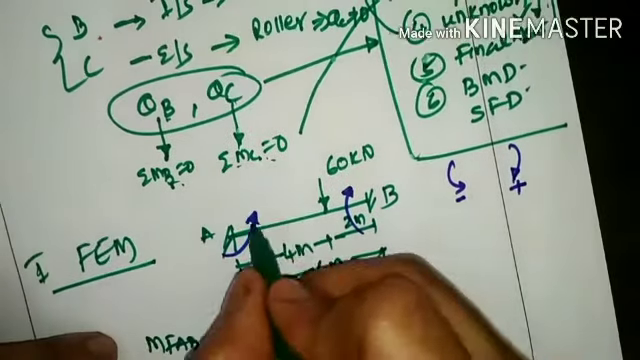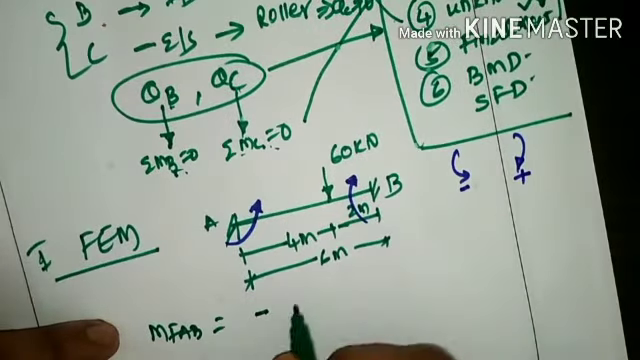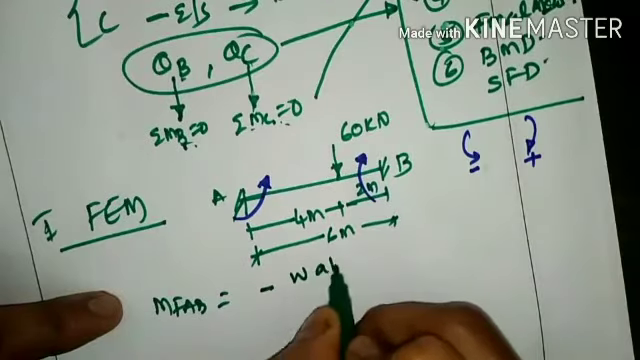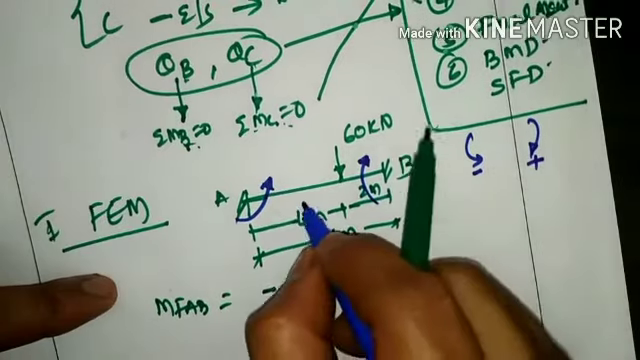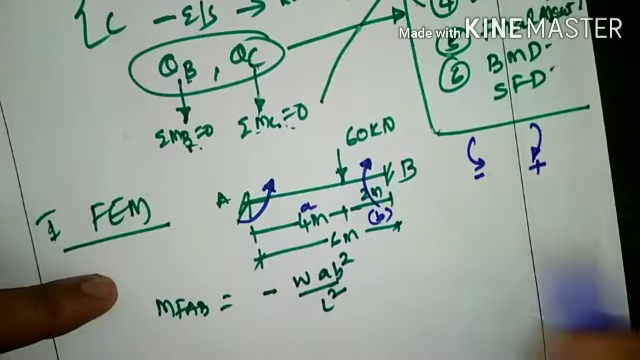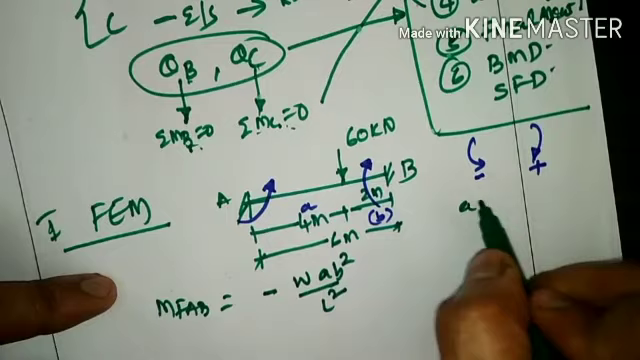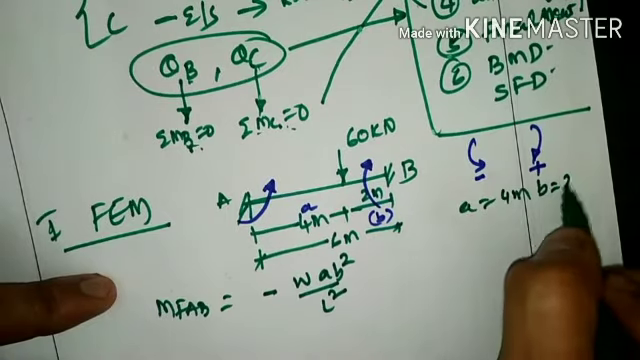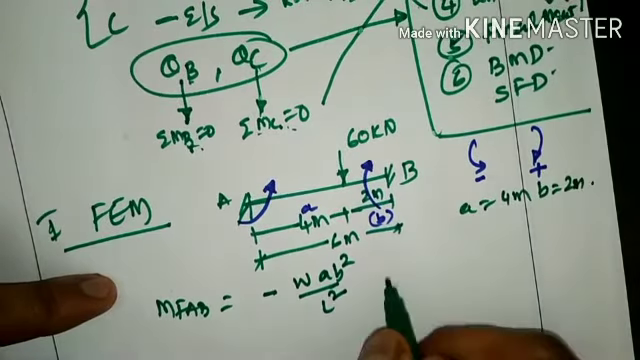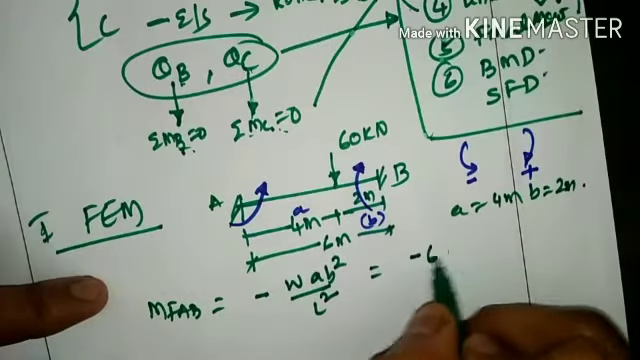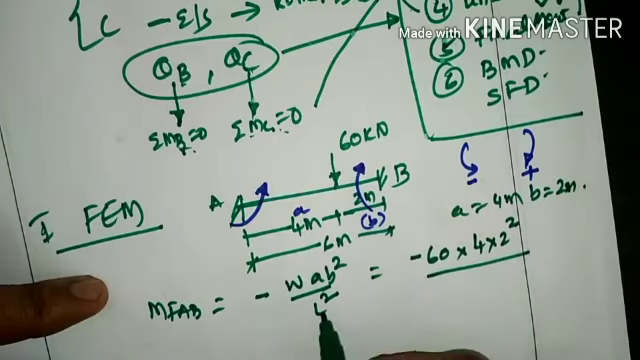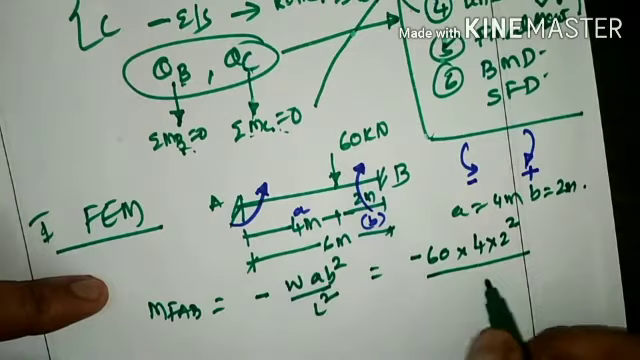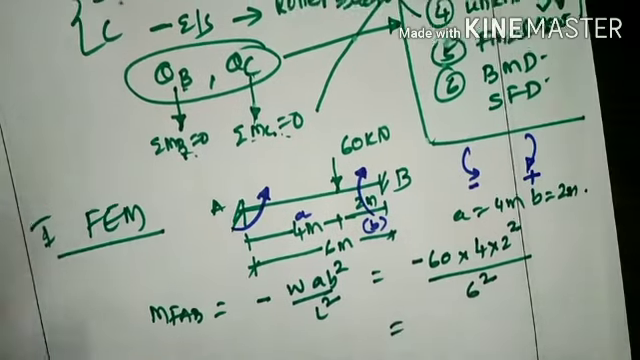So here the anti-clockwise rotation is negative: minus W A B square divided by L square. Always the first distance will be A, the second distance will be B. So A here is 4 meter, B will be 2 meter. If I substitute here, minus 60 into 4 into 2 square divided by L square. L means the distance between the span. The distance between A and B is 6, so 6 square.